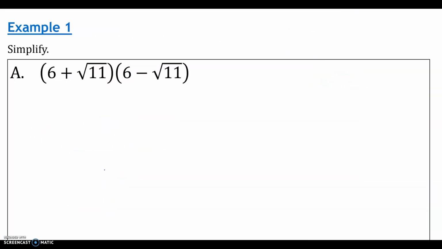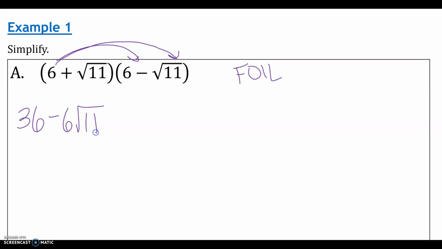So let's take a look at this problem. It looks like a FOIL problem. You have two binomials, however, you have numbers in radicals, so no variables. So let's go ahead and FOIL. You have 6 times 6, 36. 6 times negative radical 11. And if you remember from a few lessons ago, this would be negative 6 radical 11.